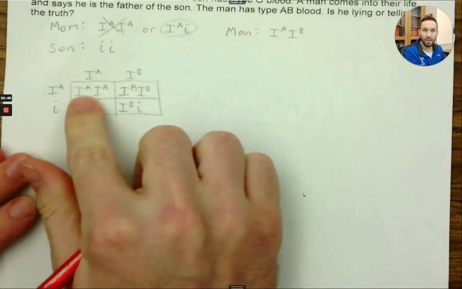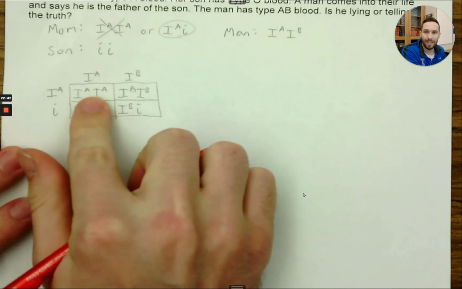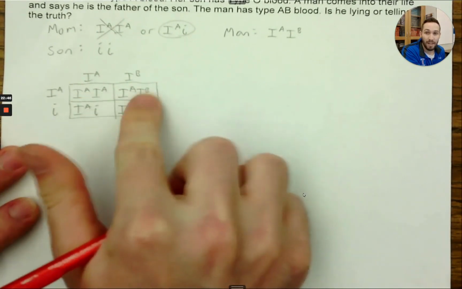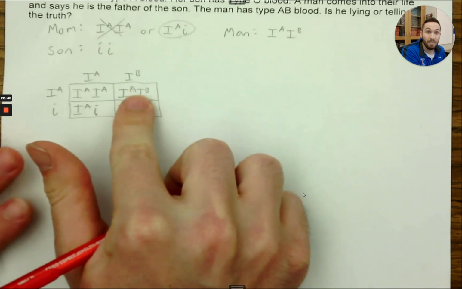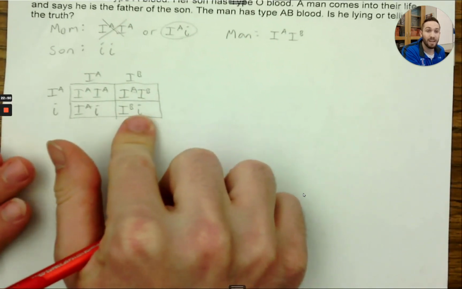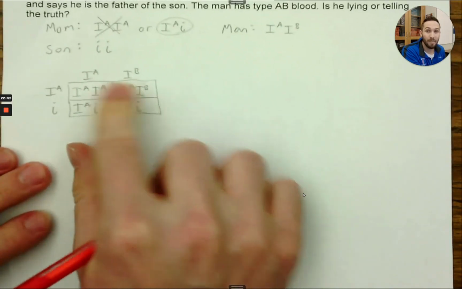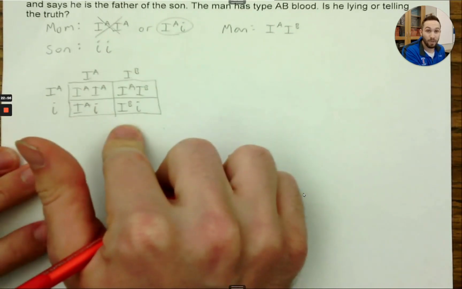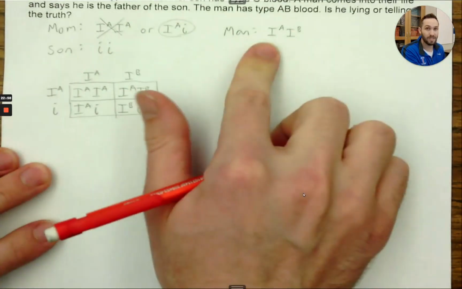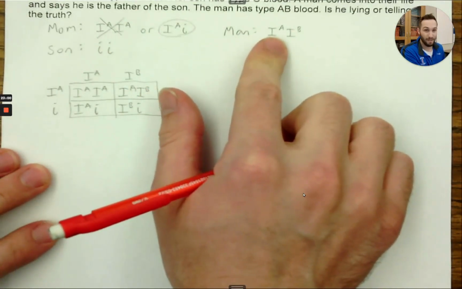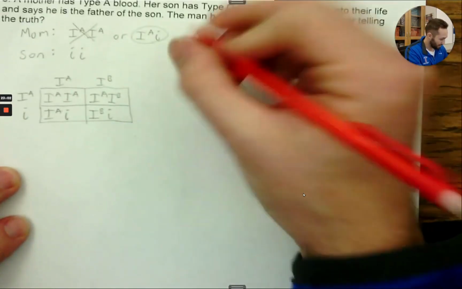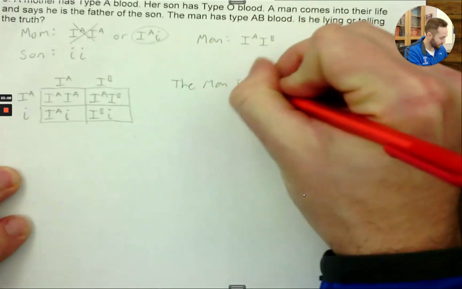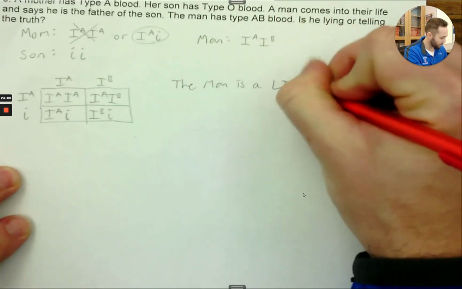If you look at this, they could end up passing on alleles so that their kid has type A blood. This outcome also leads to having type A blood. This outcome leads to the kid having type AB blood, and this outcome leads to the kid having type B blood. So really, they could have a kid with type AB blood, type A blood, or type B blood, but it's impossible for this couple to have a kid with type O blood, which means there's no way this can be the father. So we're going to say the man is a liar.